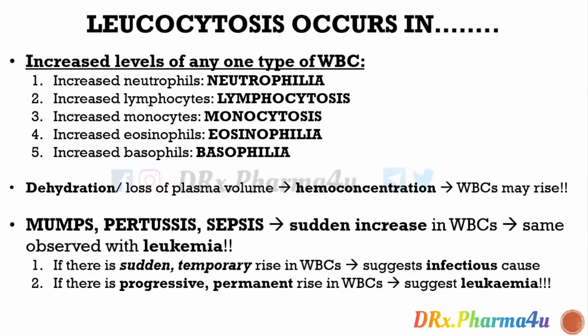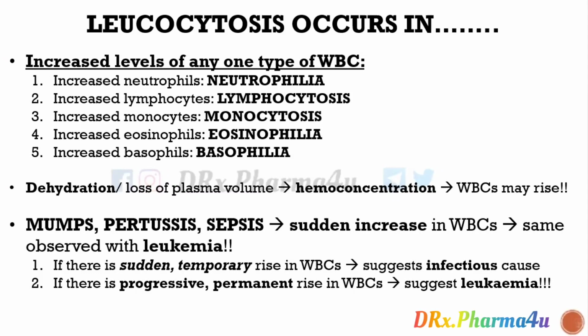If you have mumps, pertussis, which I hope you know is whooping cough, or sepsis, there will suddenly be a rise in WBC count, and the WBC level rises so much that some healthcare professionals may confuse it with leukemia. They may think that the person has blood cancer. To understand the difference: if there is a sudden temporary rise in WBC, it means that the patient has an infection. It can be mumps, it can be pertussis, especially sepsis.